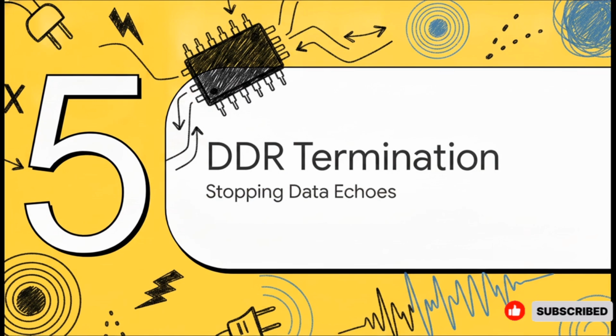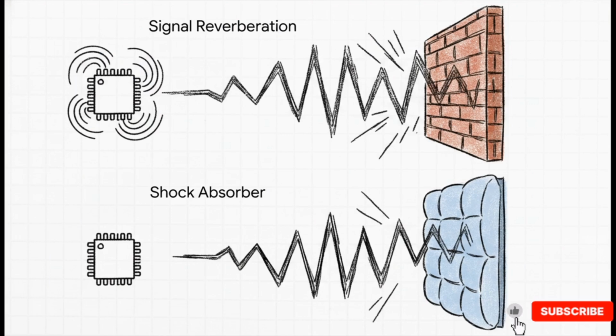And finally, Section 5, DDR termination, stopping data echoes. Now we're moving away from pure electrical power to our final suspect, which deals entirely with data power. High-speed RAM requires an endpoint shock absorber to stop signal reverberations. It's kind of like soundproofing an entirely empty room.